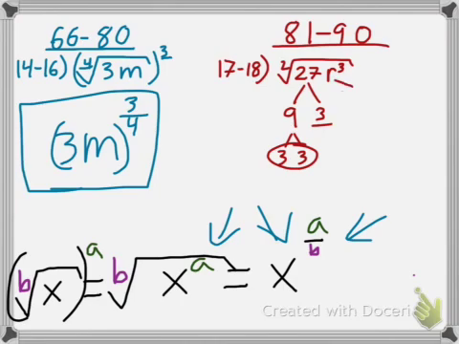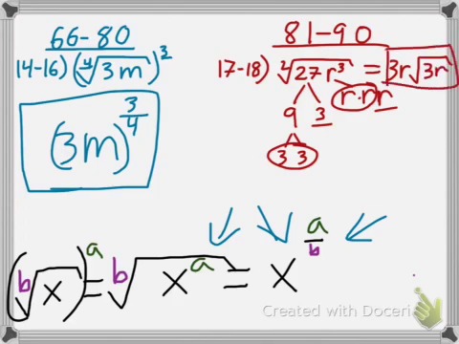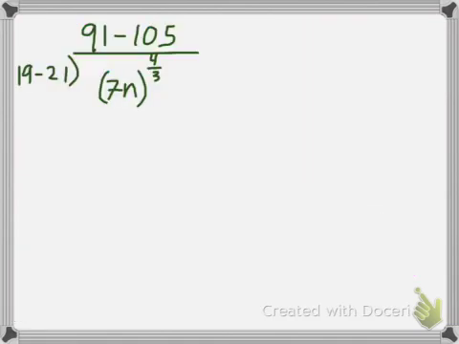And this breaks up into r times r times r. This is my factor tree of the r's. And so one r will come out and one r will stay inside. So I'd rewrite this as 3r square root 3r. That's it. Okay, moving on to the last one. Well, I still have time.